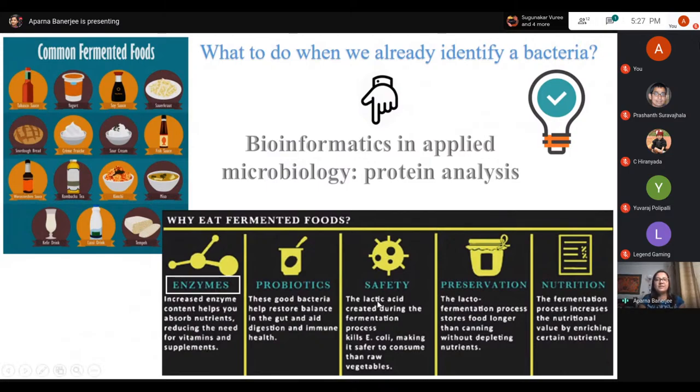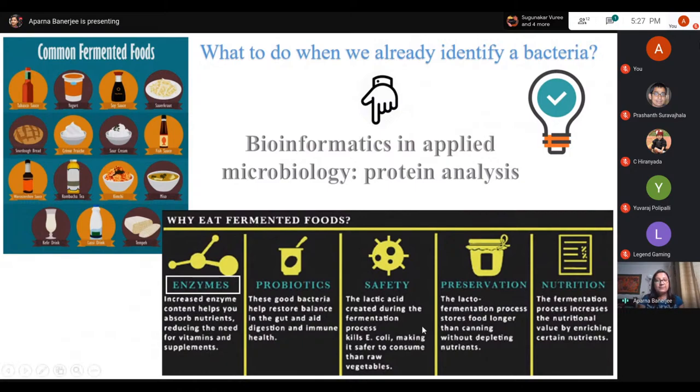Now in the fermented food, what are the things? Enzymes. This increased enzyme helps in absorbing more nutrients, more vitamins, more supplements. So we need to take fermented foods. They are also probiotics, they are good bacteria, and they help us restore the balance of the gut, digestion and immune health. And they give us gaining immunity. They support our immune system.